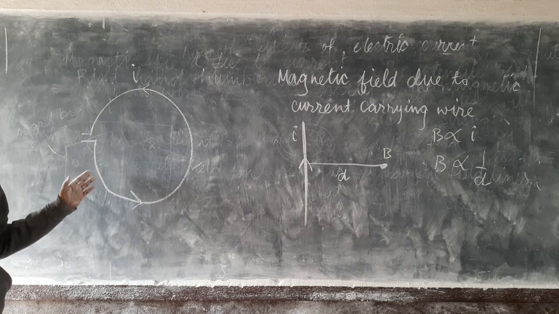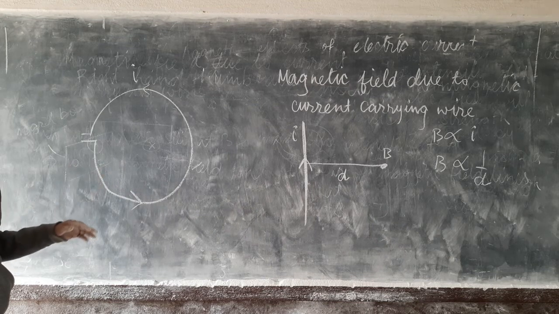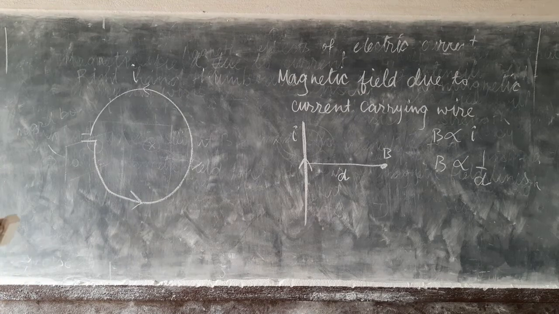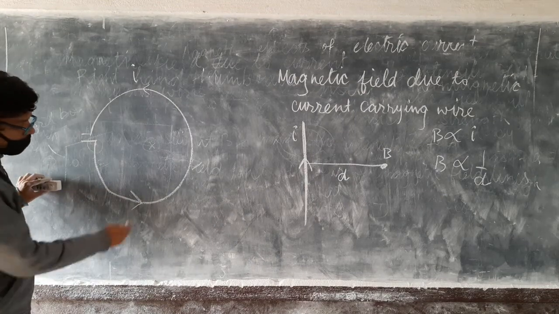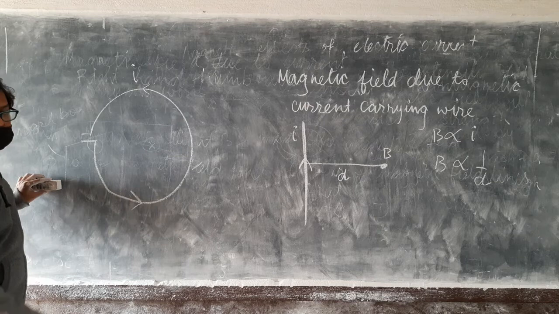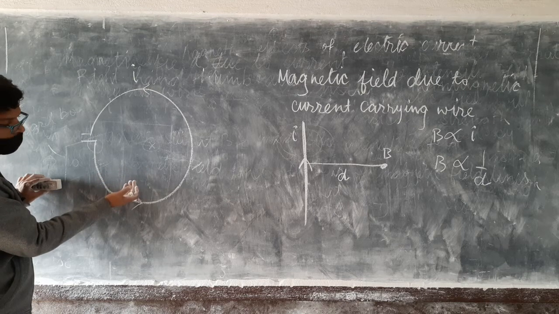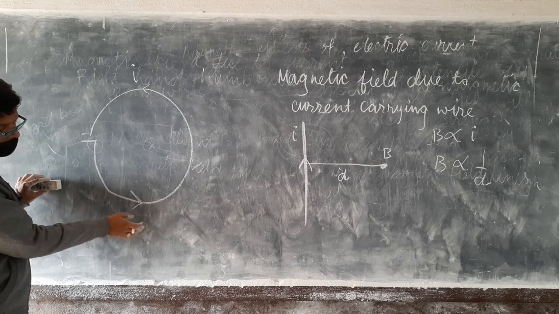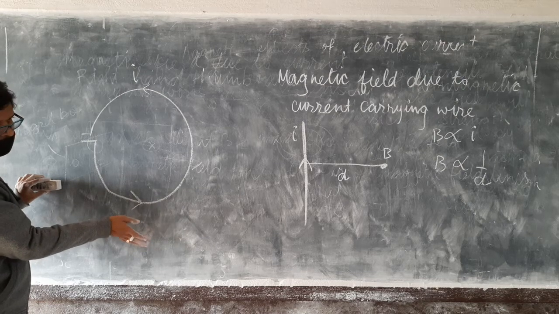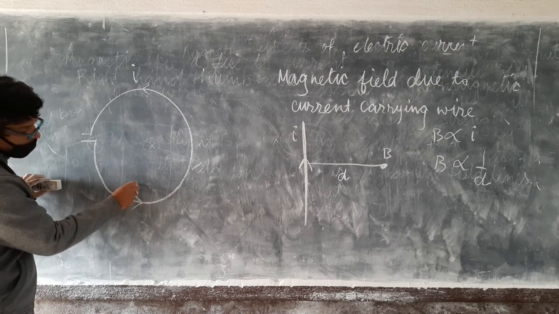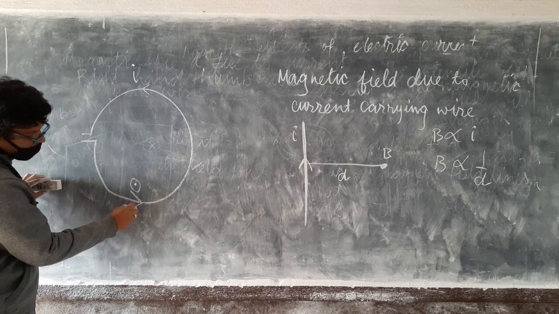Magnetic field due to a current carrying circular loop. If you want to draw the magnetic field line at this point, you will apply the thumb rule. You can see that inside the circular coil, in this region, field is coming out, and in this region it is going inside the plane. So here the direction of magnetic field is like this.